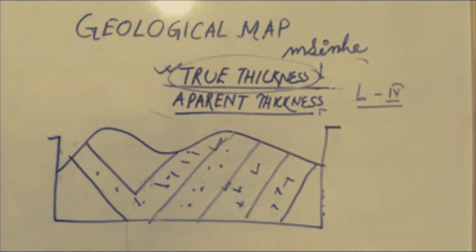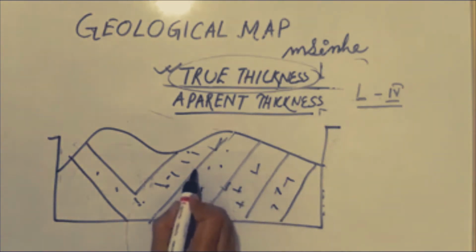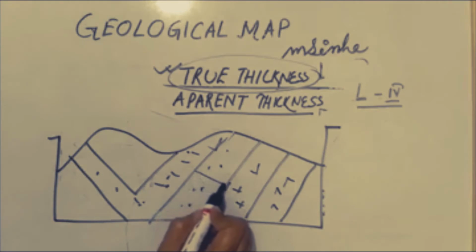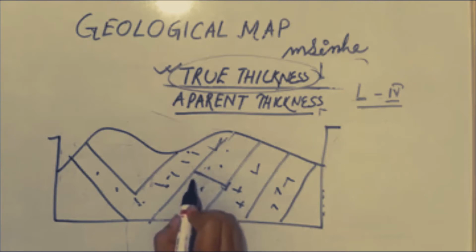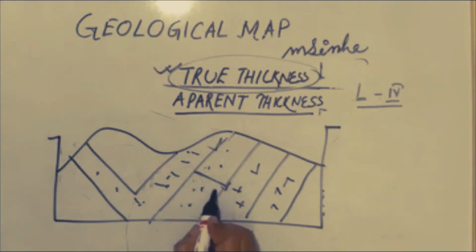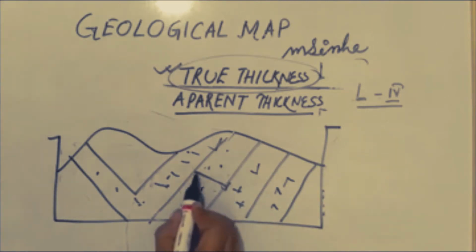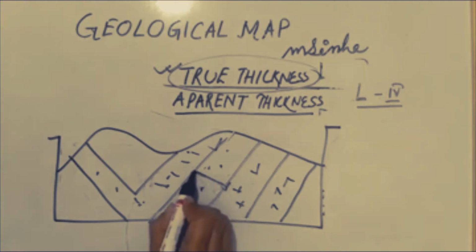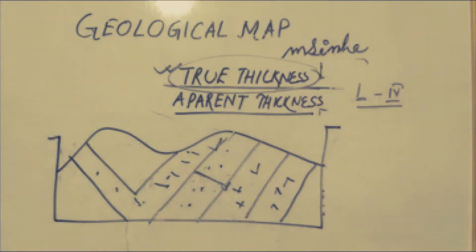So identify the minimum distance. Draw a perpendicular line and join those boundaries with a straight line. This is the minimum distance because it makes a 90-degree angle. This linear distance is the true thickness.